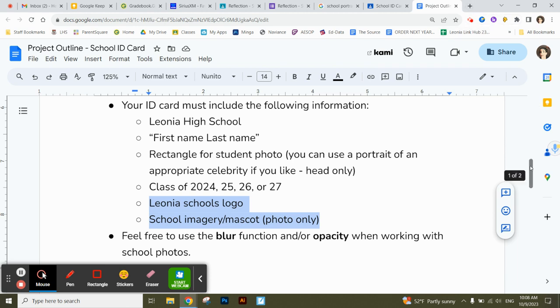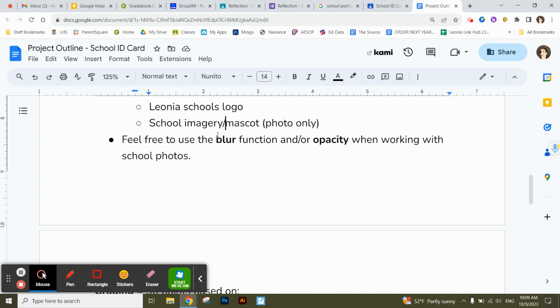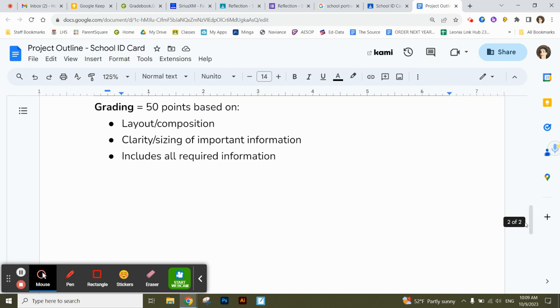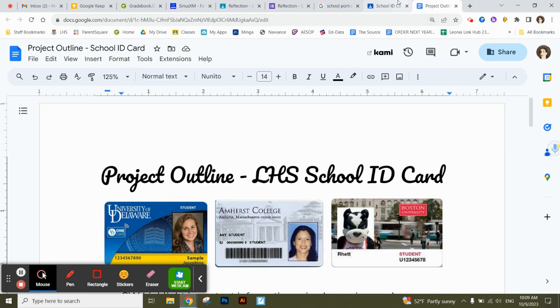And if you want to work in other pictures, you're welcome to do that with any kind of school imagery or a mascot. But those should really be a photo. So we talked about how we're welcome to adjust the blur and opacity, and we'll get into that too. And then it's going to be 50 points. So that's the stuff we're going to make sure it's graded on, and we'll make sure that will work out pretty well. Okay. Do you have any questions so far?